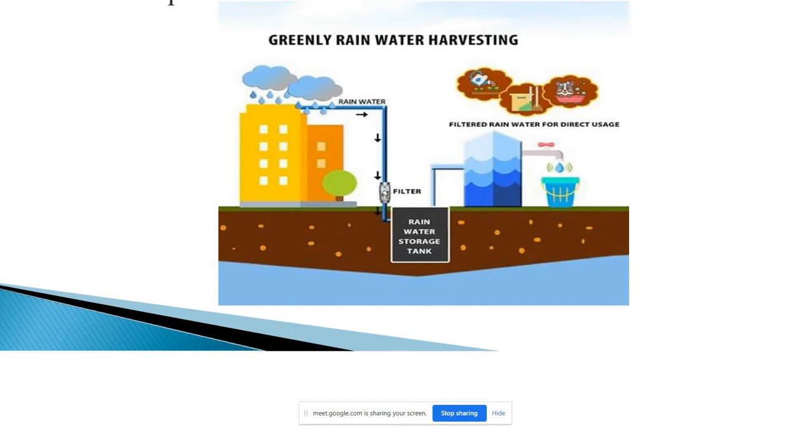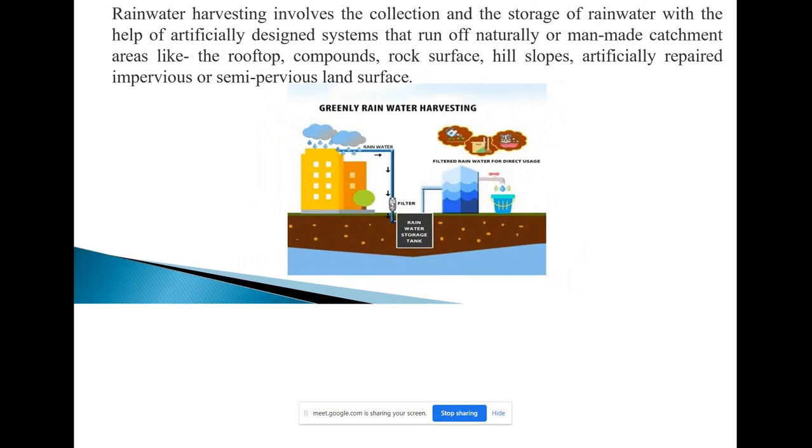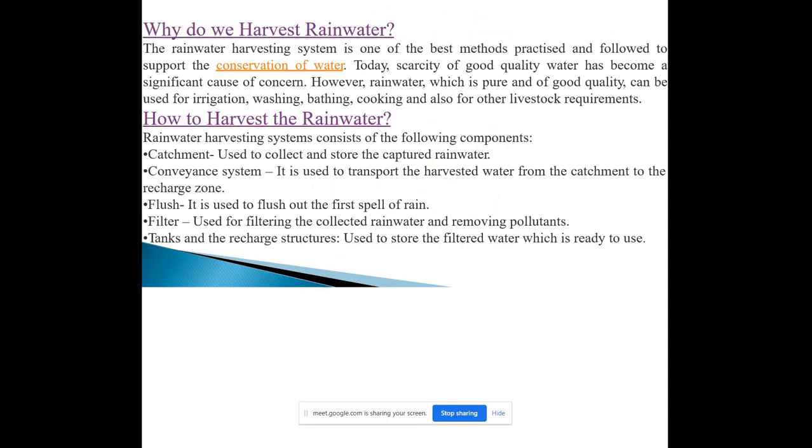Rainwater harvesting consists of the following components. Firstly, catchment. Catchment is used to collect and store the captured rainwater. After that, the conveyance system. It is used to transport the harvested water from the catchment to the recharge zone. Plus, it is used to flush out the first spell of rain. After that, filter tanks are used for filtering the collected rainwater and removing pollutants. After the filter tanks, the recharge structures are used to store the filtered water, which is ready to use.